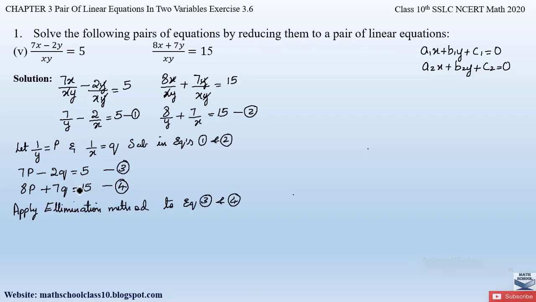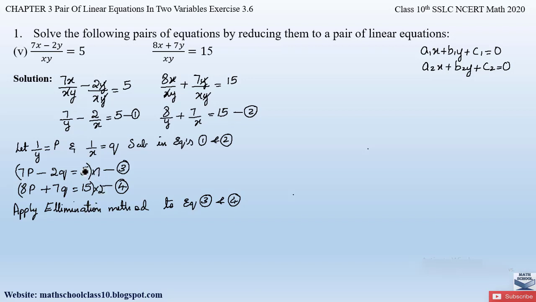To apply the elimination method, we have to make sure the coefficients of the variable we want to eliminate are equal. Here, neither the coefficient of the p variable nor the coefficient of the q variable is equal, but we have minus q and plus q here. So let us eliminate the q variable by multiplying equation 3 with the coefficient of q from equation 4, so this will be into 7, and we will multiply equation 4 with the coefficient of q from equation 3, that is into 2.